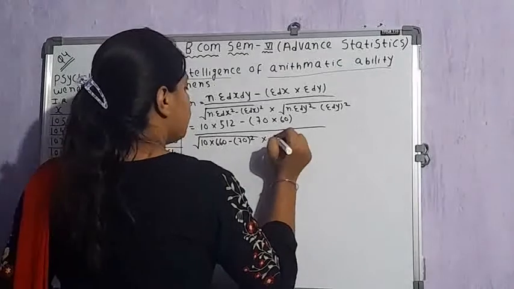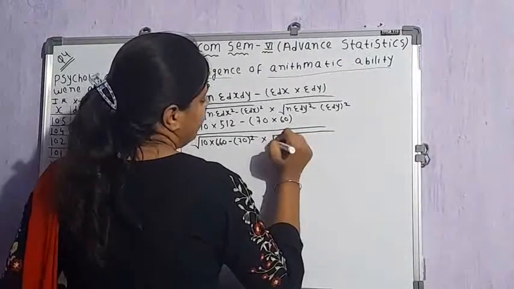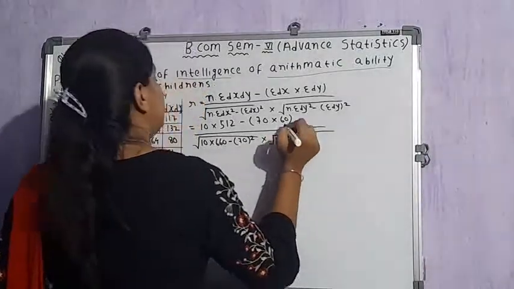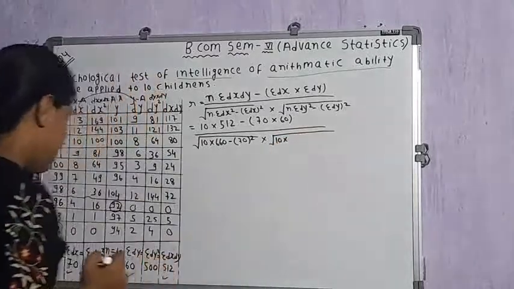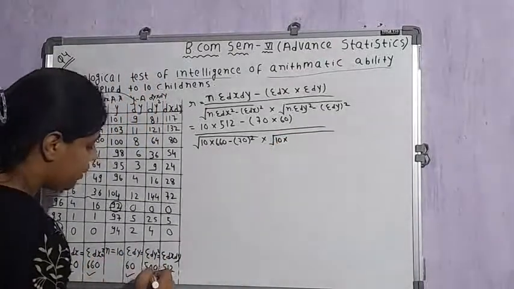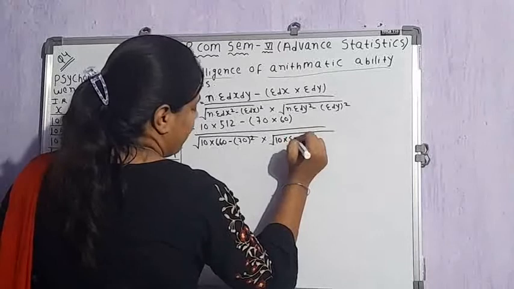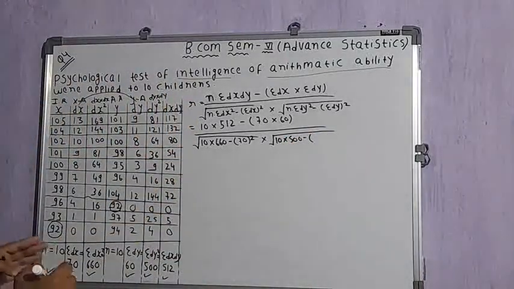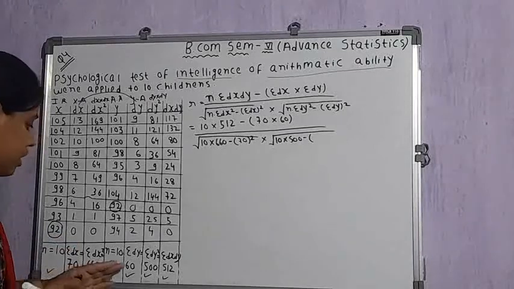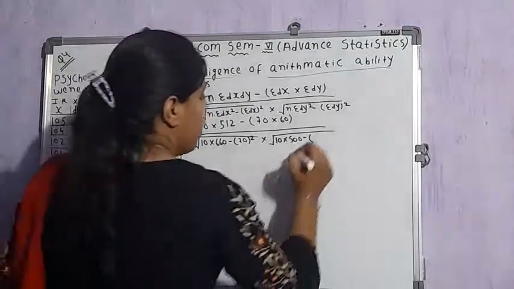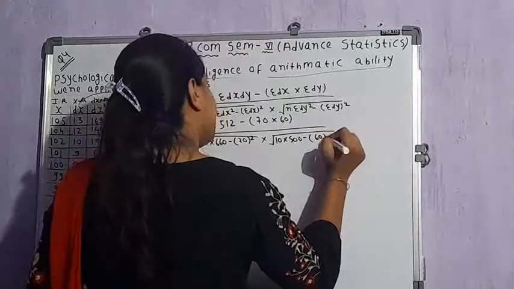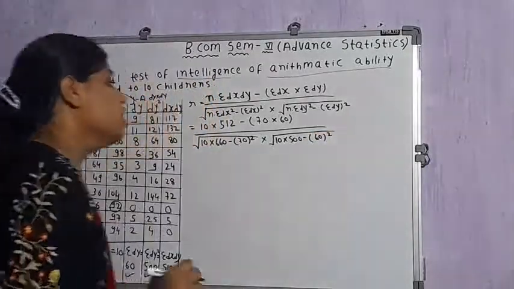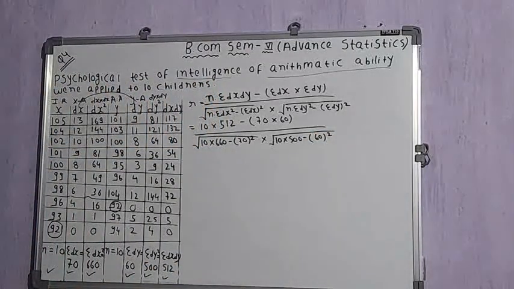Then into again n, 10, into summation dy square. So what is the value of summation dy square? 500. So we will write 500 over here. Then minus summation dy whole square. What is the value of summation dy then? Here we can see it's 60. We will write 60 and we will take whole square of 60. So this way we have put all the values in the formula.